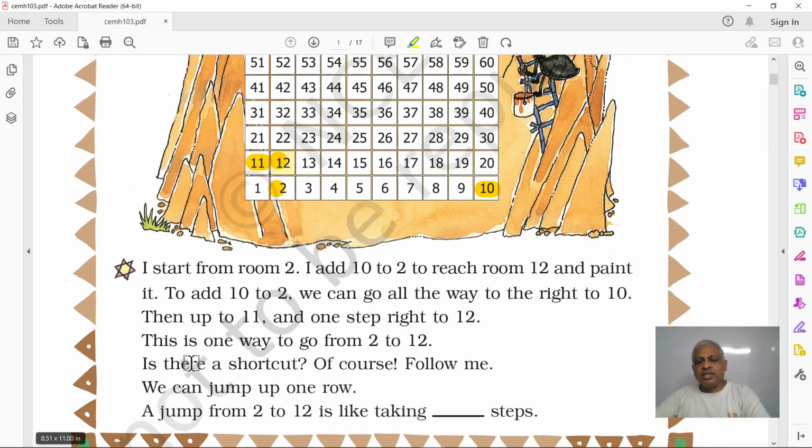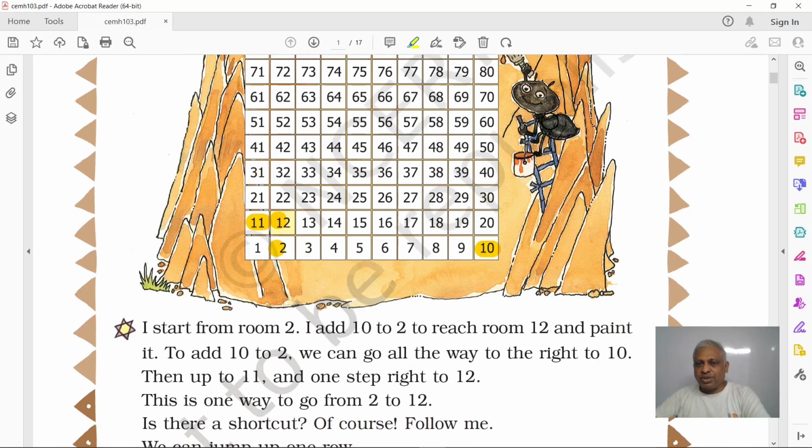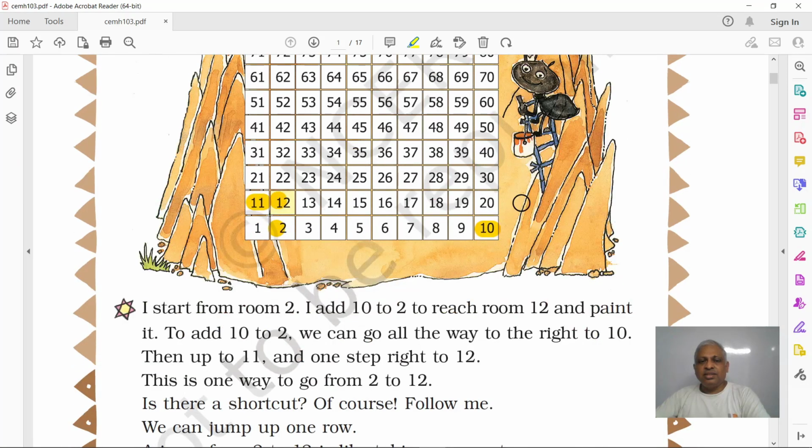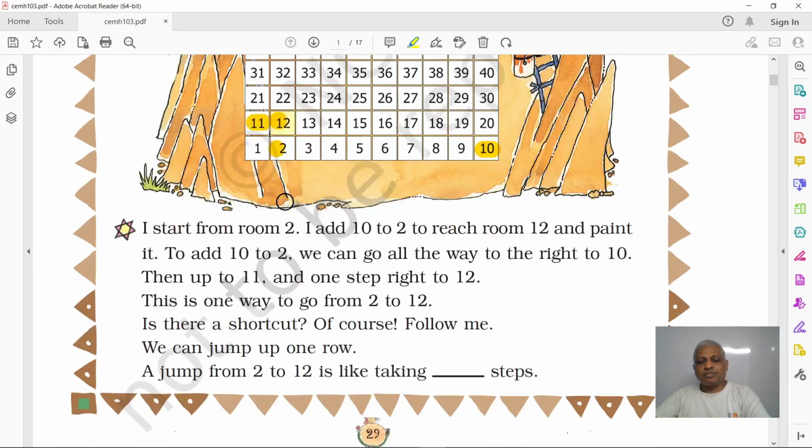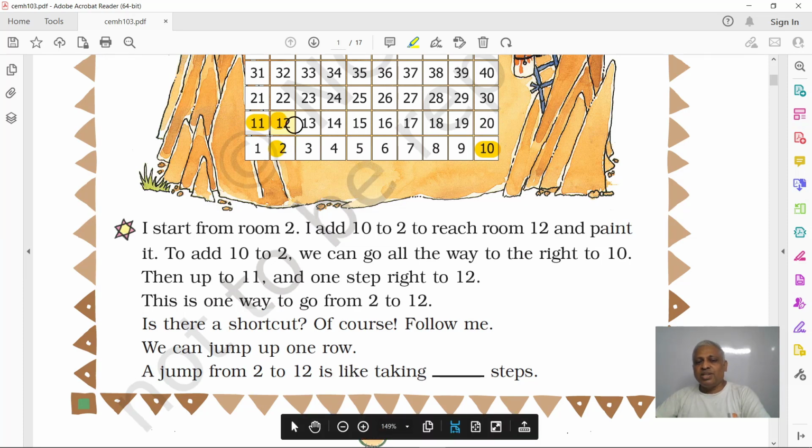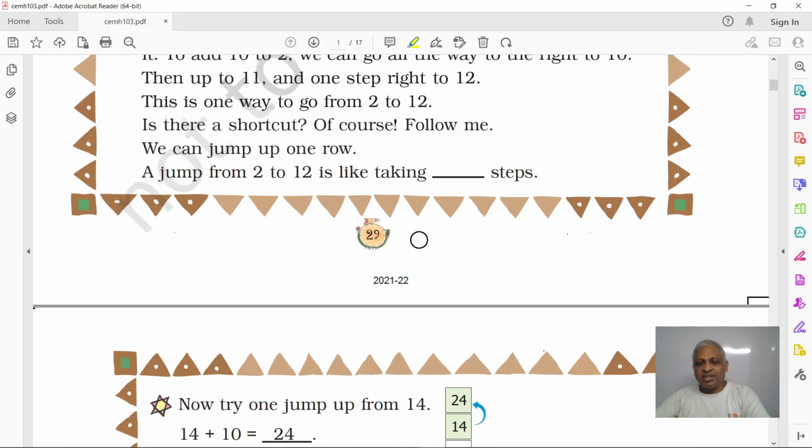Is there any shortcut? This is the longest path, if you go in sequence, crossing all the numbers. The shortcut, to me, if it has a ladder, it appears it has a ladder, then from 2 to 12 it can directly climb, right? We can jump up one row. Jump from 2 to 12 is like taking how many steps? 10 steps, right? Yeah, that can be done.